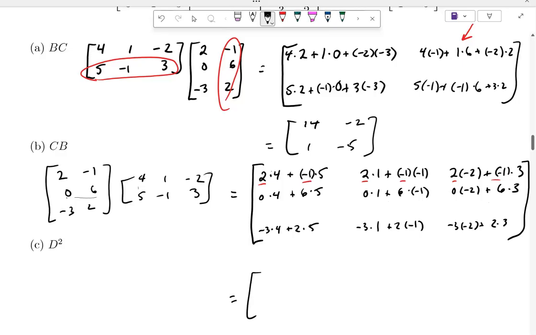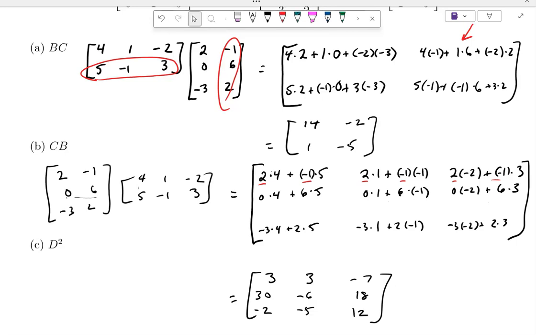8 minus 5 is 3, 2 plus 1 is 3, negative 4 minus 3 is negative 7. 0 plus 30 is 30. 0 minus 6 is negative 6. 0 plus 18 is 18. Negative 12 plus 10 is negative 2. Negative 3 plus negative 2 is negative 5. 6 plus 6 is 12. Assuming I did all my arithmetic right in my head. That okay? All right. What about the next one?